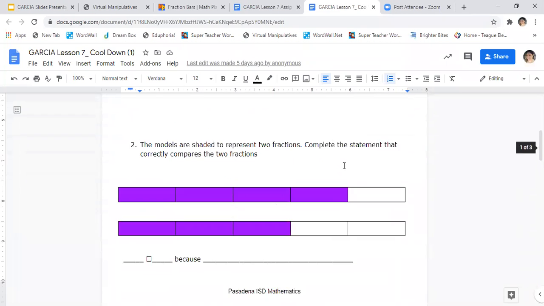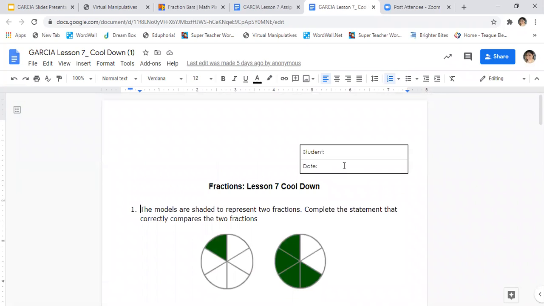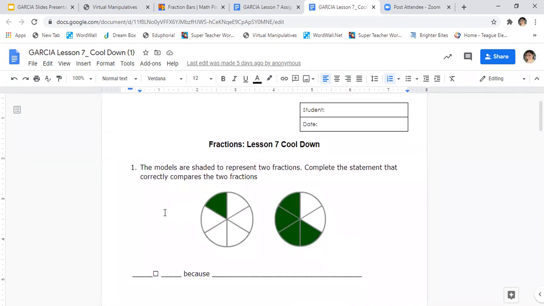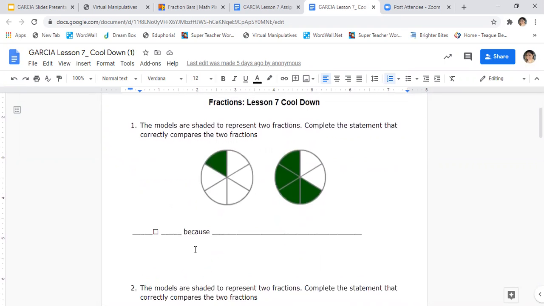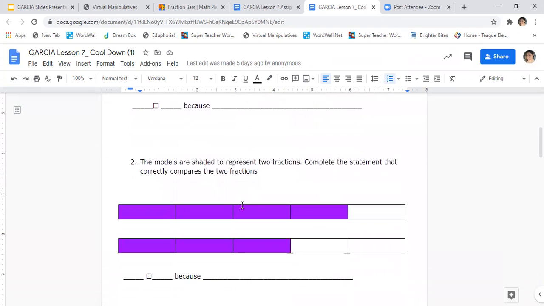All right, so the last thing that you would be doing is the cool down. And luckily they've already given you the pictorials. You have the fractions here. And anytime you have fractions, you are to write down the number fractions on the side for each of these and compare them and complete the sentence.